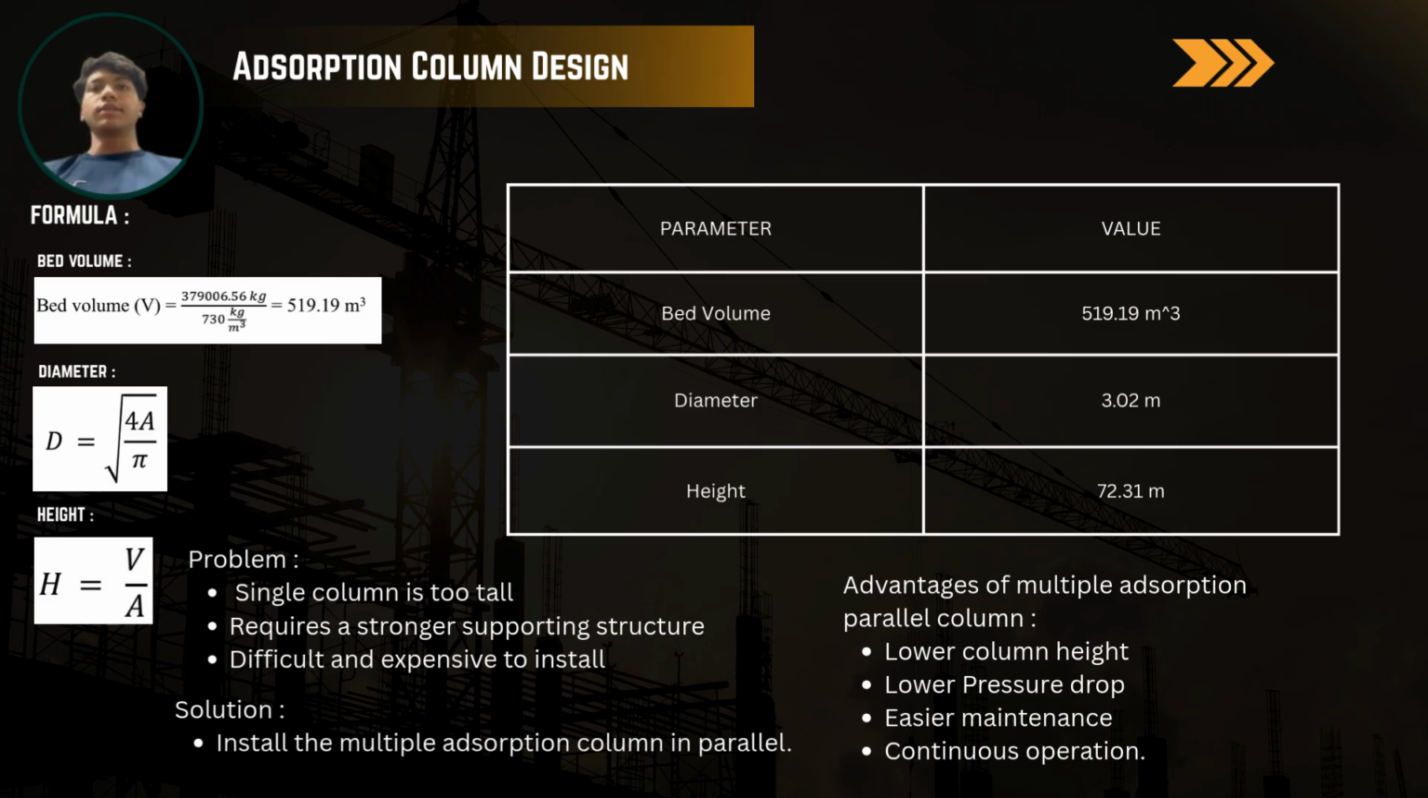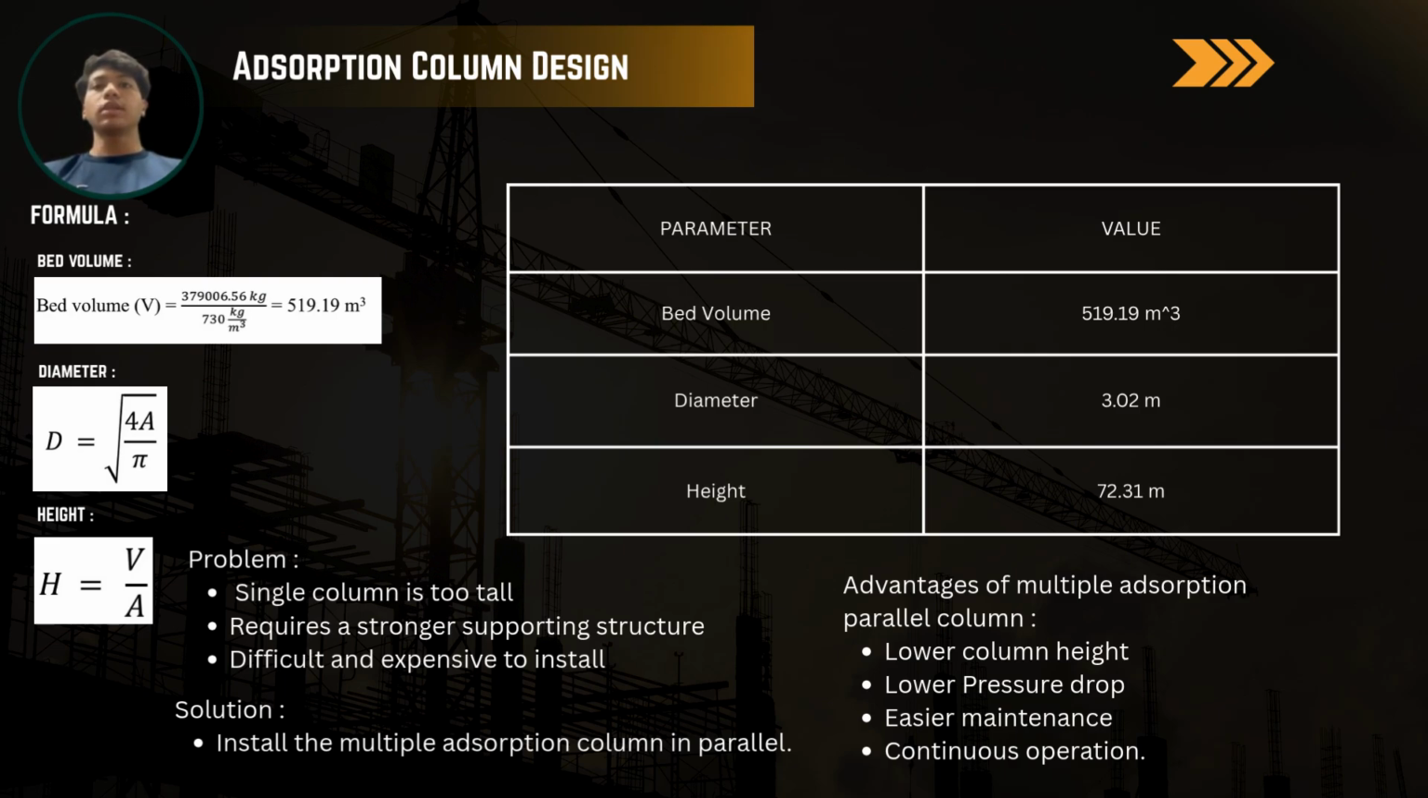Next, I will be presenting the adsorption column design. Here we have 3 parameters, which are bed volume, diameter and height. For bed volume, the formula uses the total mass with safety factor that we calculated in the last slide. We divide it by 730 kg per meter cube, which is the bulk packing density of dry zeolite 3A. That is one of our assumptions as well, and we get the value of 519.19 meter cube.